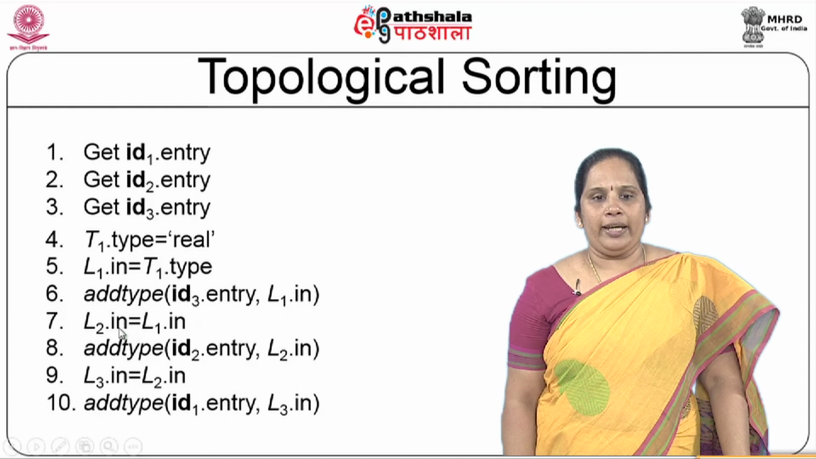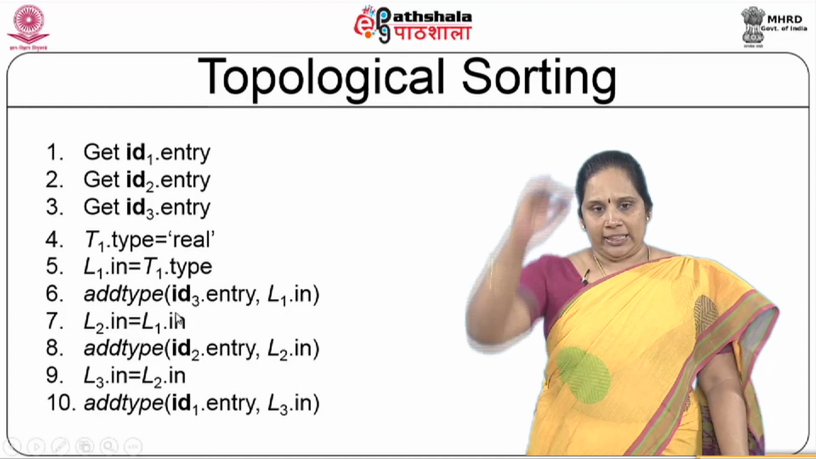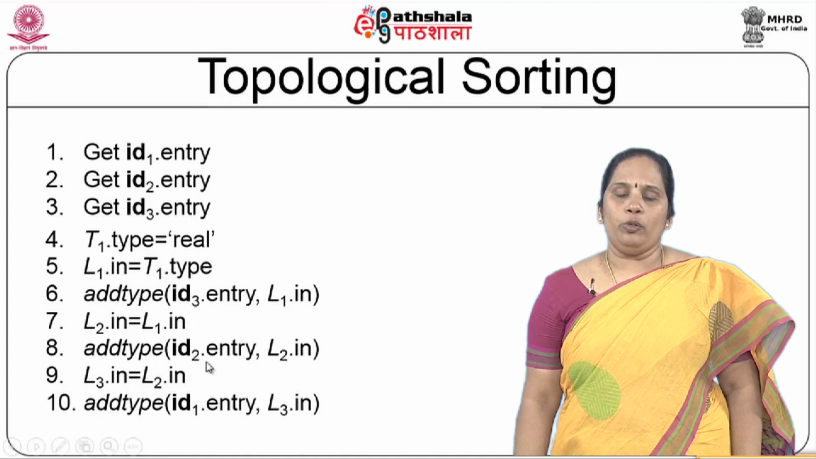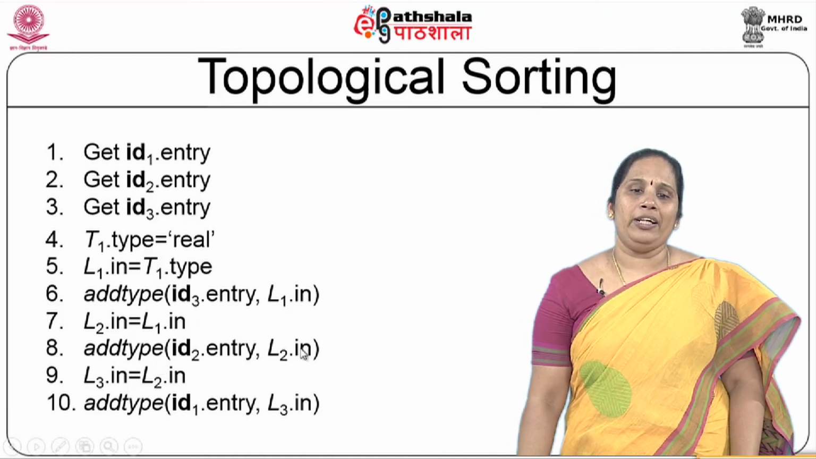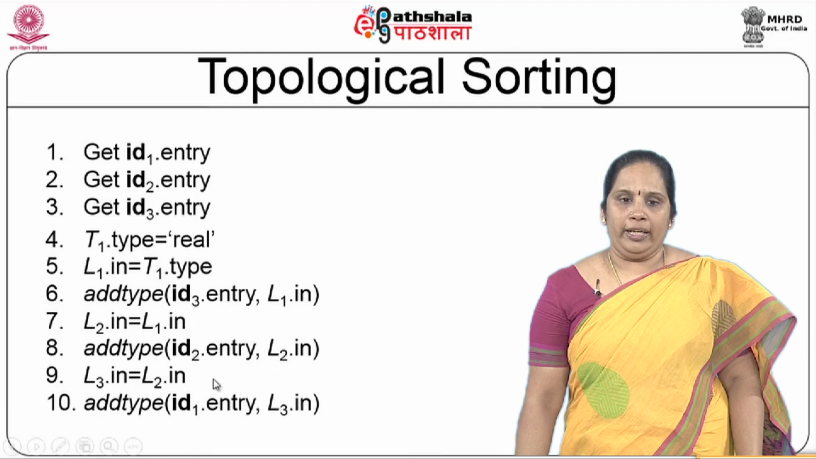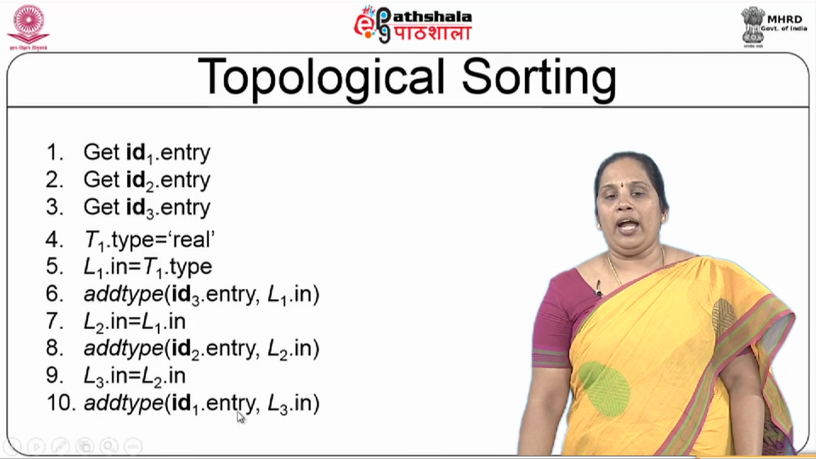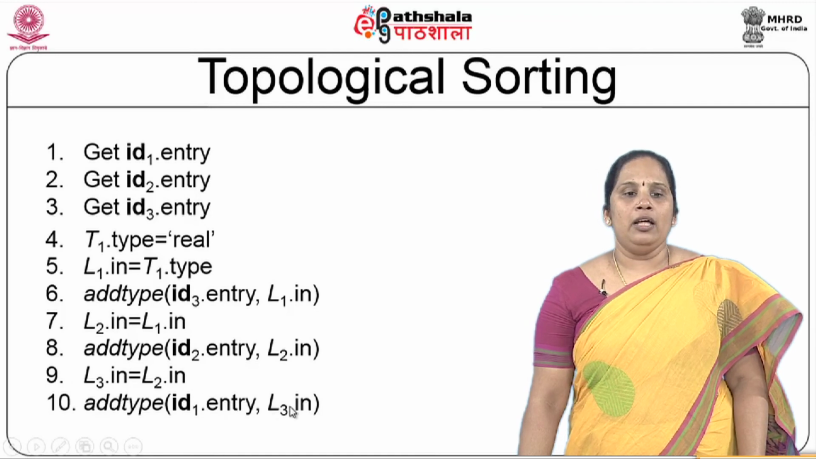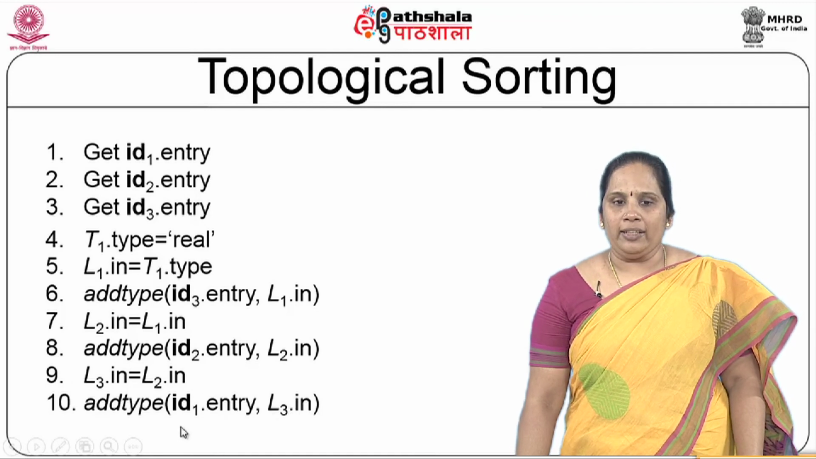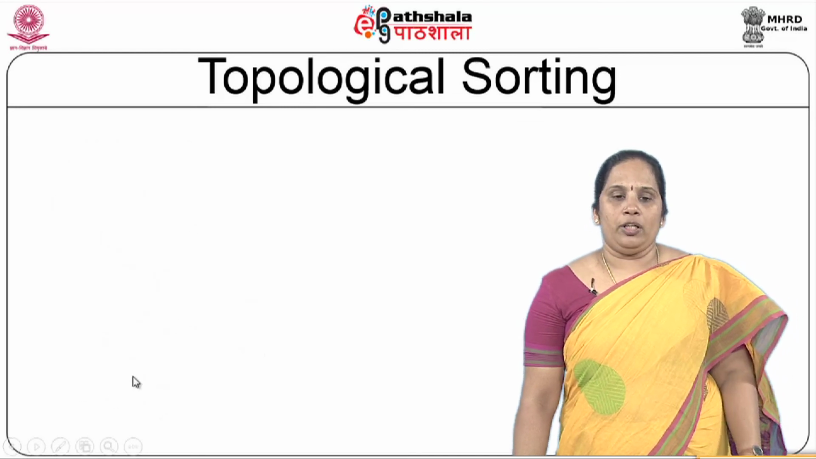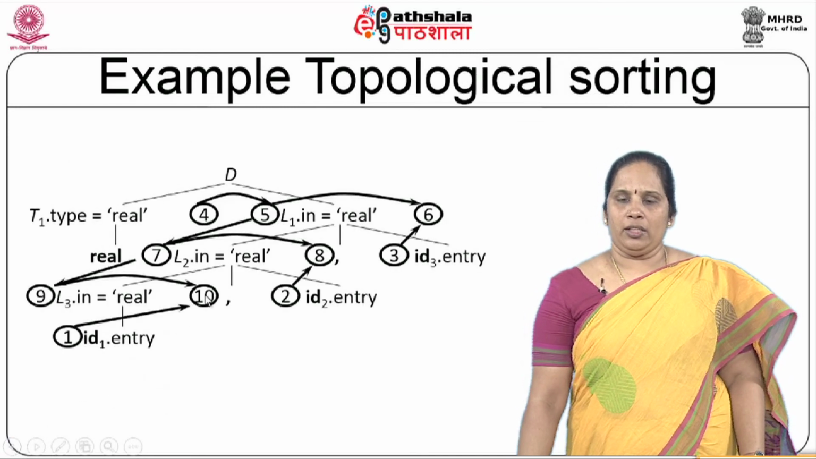Similarly, I can also say L2.in is L1.in, that is it is deriving from L1. I have to add the type of id2.entry as corresponding to the type of L2.in, and then I will do this for L3, and then again I have to add id1's type as corresponding to L3. So, these are the 10 steps that have to be performed, which is nothing but given in the topological sorting order in the previous slide.